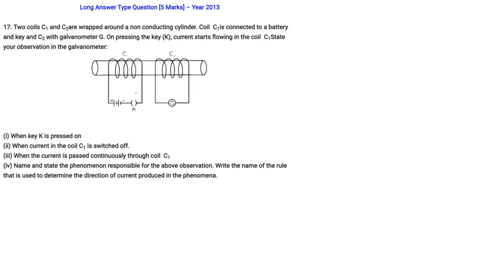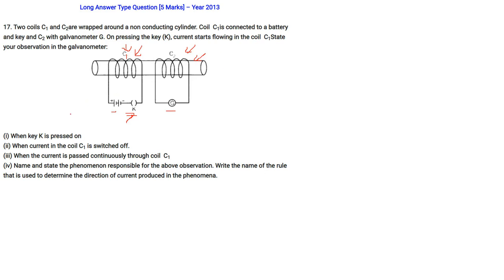Two coils C1 and C2 are wrapped around a non-conducting cylinder. Coil C1 is connected to a battery and a key, and C2 is connected to a galvanometer. On pressing the key, current starts flowing in coil C1. Now when C1 has current, you have to observe the galvanometer, because of course something will happen.